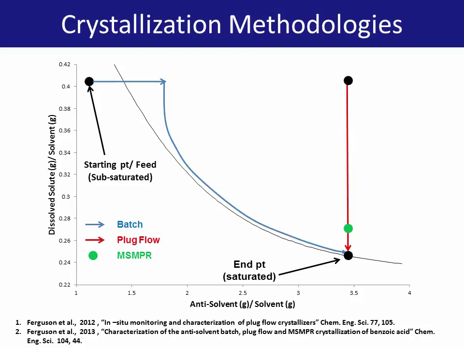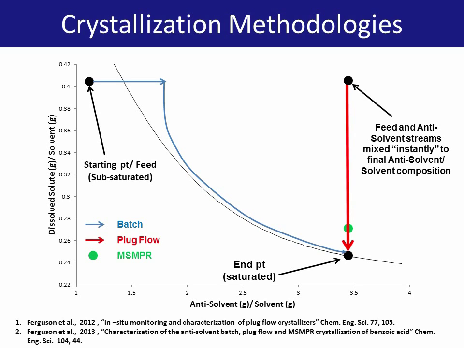However, in systems with fast nucleation kinetics, the metastable zone width can be very narrow. In such situations, the extent to which this method can reduce the product crystal size is limited. This contrasts to the plug flow crystallization, where the feed and anti-solvent streams are mixed directly to the final solvent-anti-solvent concentration. As such, the concept of a limiting metastable zone really isn't applicable.